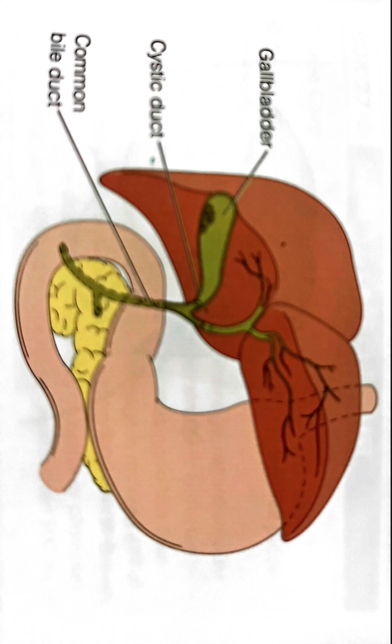So in the chronic cholecystitis, the issue is not due to gallstones. Chronic cholecystitis happens when there is something that is causing ineffective emptying of the bile salt.